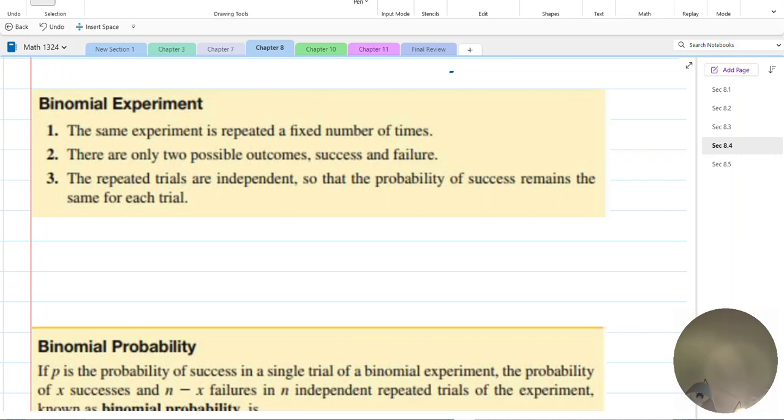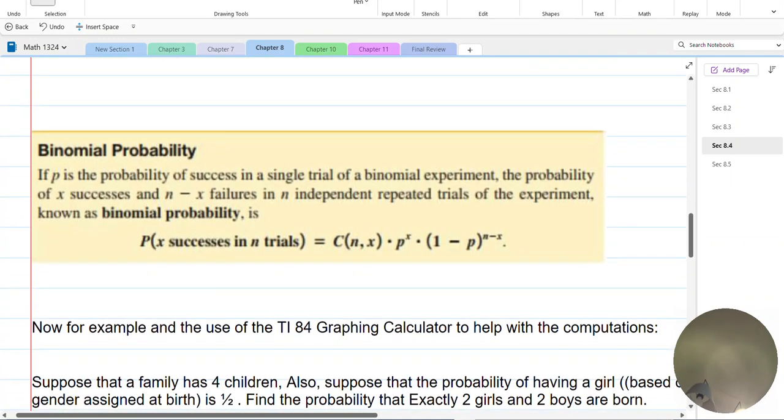The same experiment is repeated a fixed number of times. So we call those trials. There are only two possible outcomes: success and failure, the binomial process. The repeated trials are independent. That's important. Each outcome is equally likely to occur, so the probability of success remains the same for each trial. Very important about the binomial experiment.